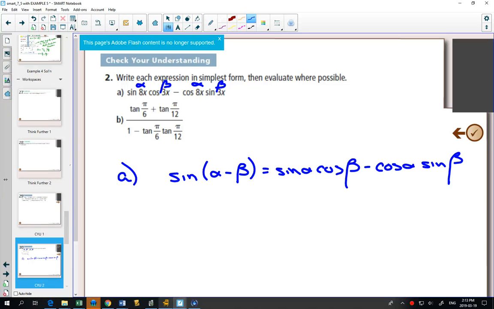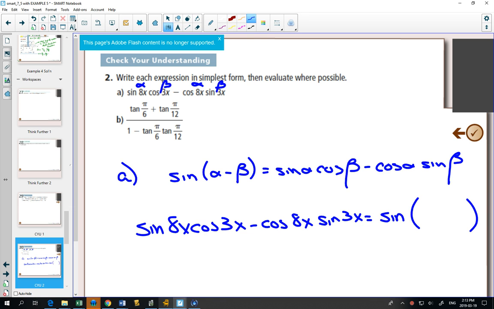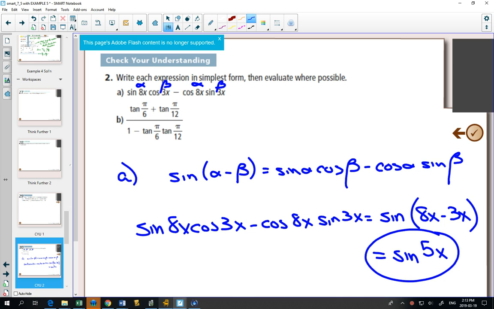So we can rewrite that sine of 8x cos of 3x minus cos of 8x sine of 3x is equal to sine of alpha's 8x minus beta's 3x, which simplifies to just sine of 5x. Since we still have an x, this question says write in simplest form and evaluate. Well, we can't evaluate this because it still has an x in it.